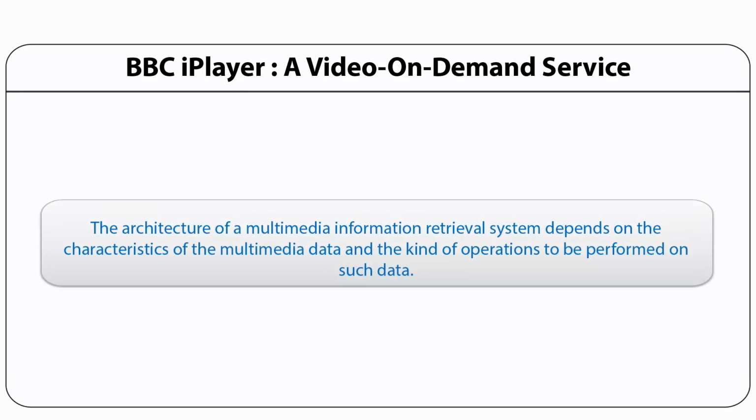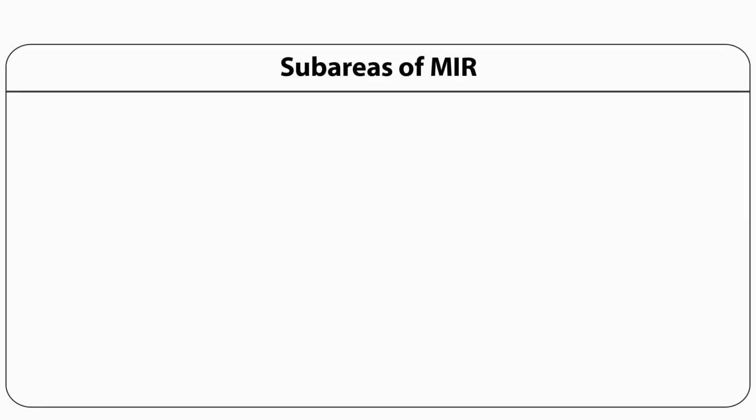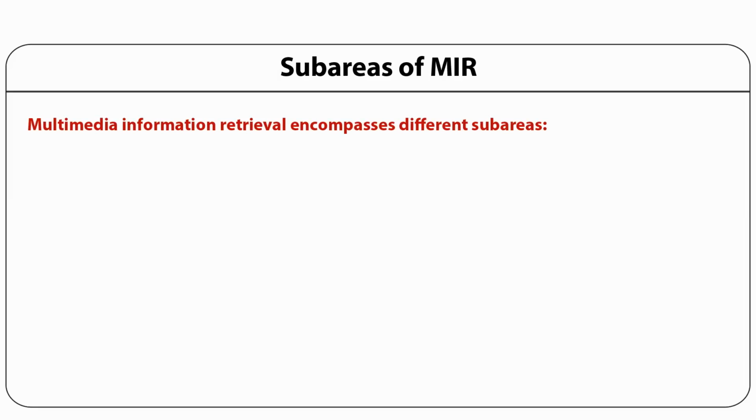The architecture of a multimedia information retrieval system depends on the characteristics of the multimedia data and the kind of operations to be performed on such data. Sub areas of multimedia information retrieval. Multimedia information retrieval has different sub areas such as content representation and multimedia object representation.